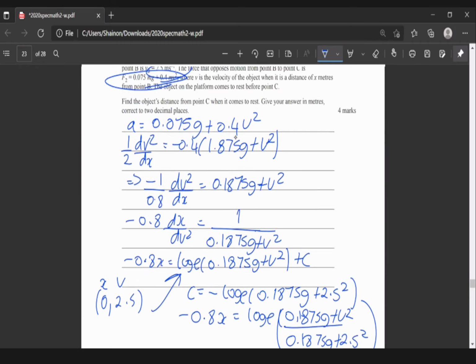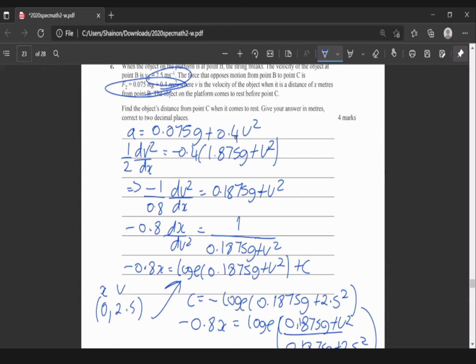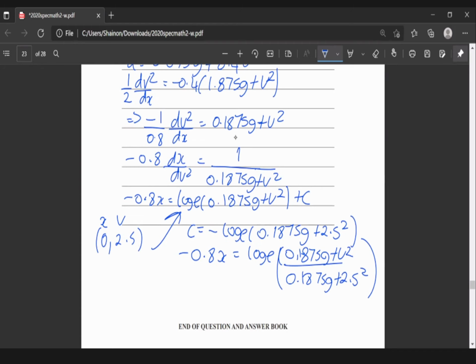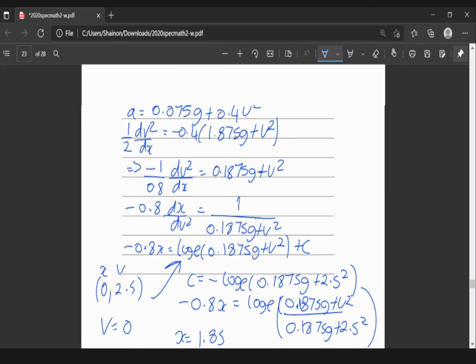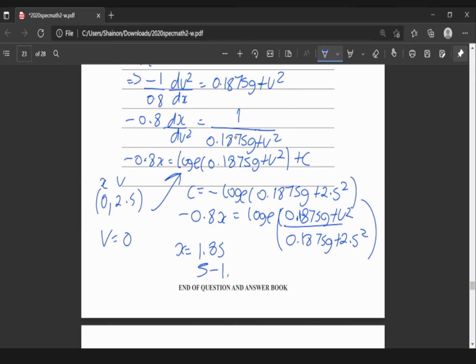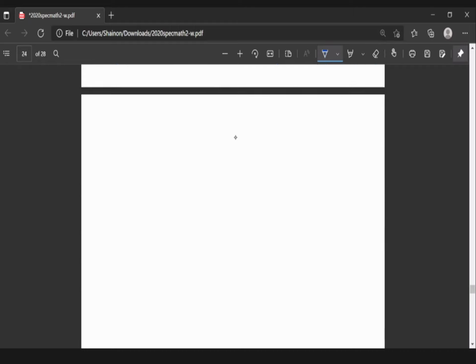So then, what are we finding again? Find the distance when it comes to rest. When it comes to rest, v equals 0. So you just sub v equals 0 into here, and you should get x equal to 1.85. Then we're trying to find the distance from point C. It's going to be 5, I'm pretty sure it's 5. So 5 minus 1.85 is 3.15 meters. And that's the last question.